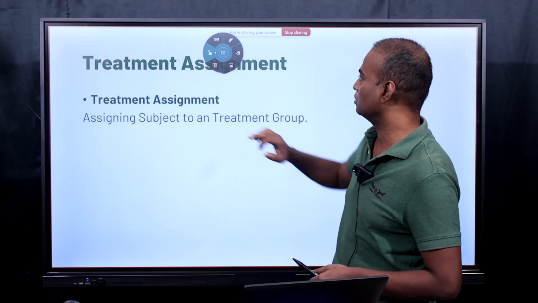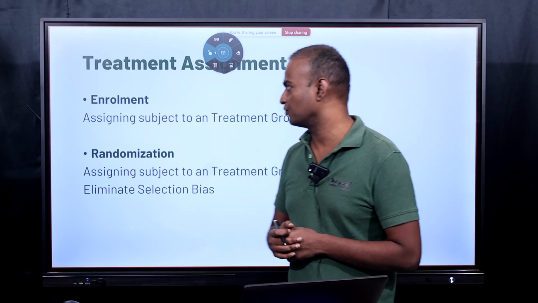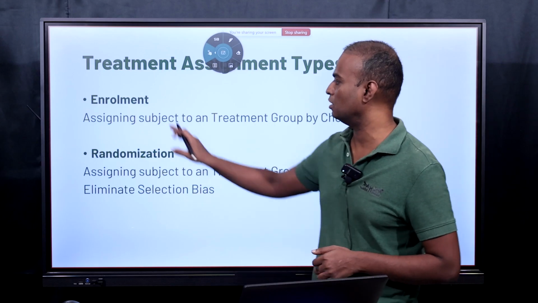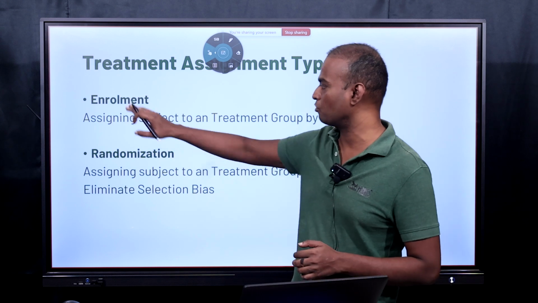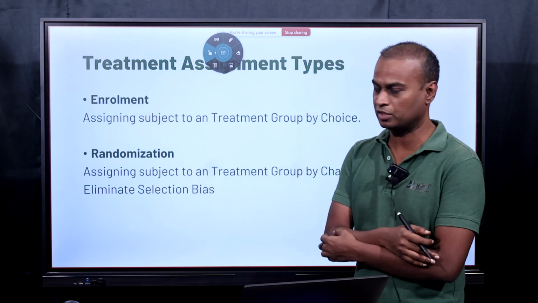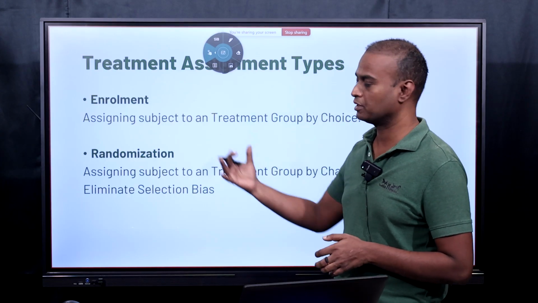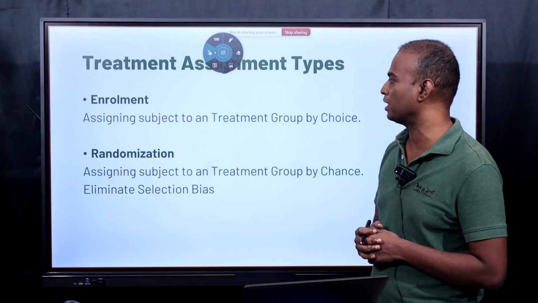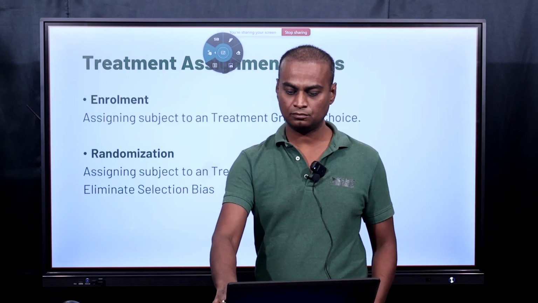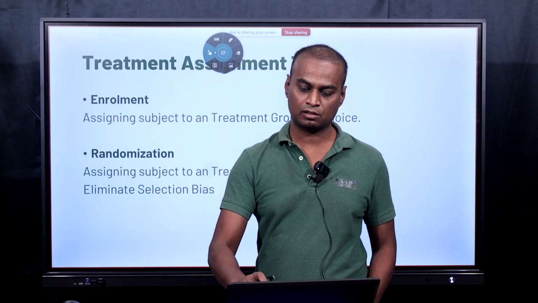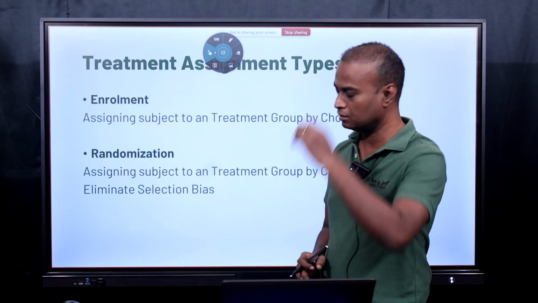Now we will check what the different types are. There are various methodologies of classification. One of the important ones is enrollment and randomization. These are the basic ones. You have to understand what enrollment is and what randomization is. I hope you have remembered the concept of selection bias. Selection bias is the bias, or the preformed opinion, or pre-interpreted opinion, by the person who is assigning the treatment group.